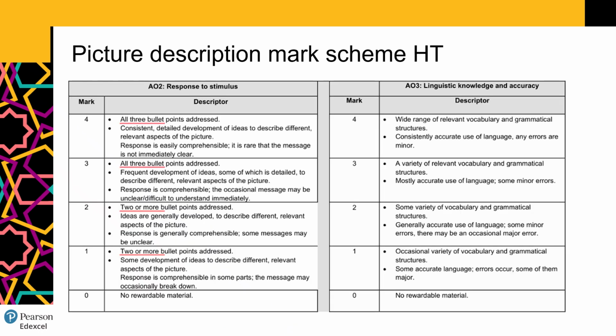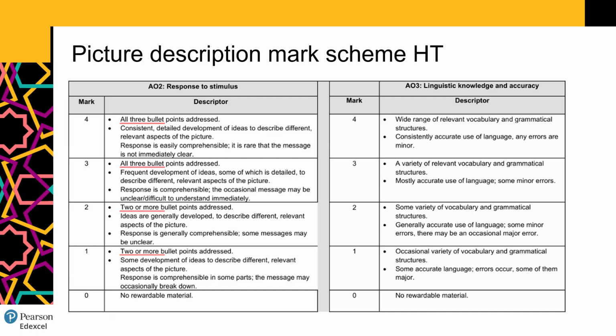This slide is the higher tier version of the picture description mark scheme. If you want to look at these slides on the marking grids in more detail, you can pause the recording at this point. For comparison, in the broader conversation which comes after the picture description, there is 1 grid for AO1, response to spoken language, and 1 grid for AO3, linguistic knowledge and accuracy. Here, candidates are marked for the information conveyed in their responses to the conversation questions and for the accuracy of what they say. We'll look at these grids in a minute.